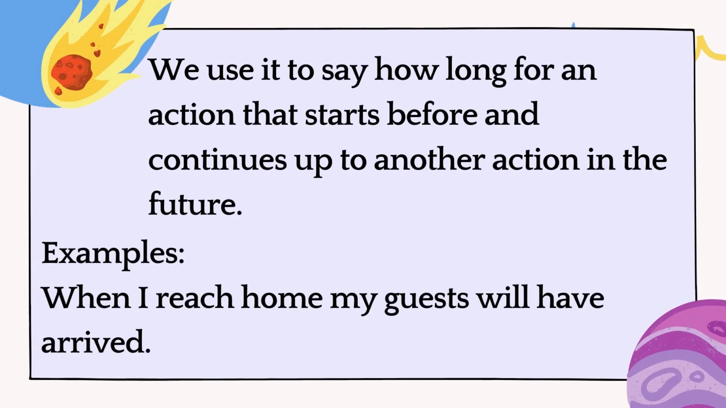Another use of future perfect tense. We use it to say how long for an action that starts before and continues up to another action in the future. The example is there. When I reach home, my guests will have arrived. It indicates two things going on, one presently and other will occur in future. I hope you understand it.